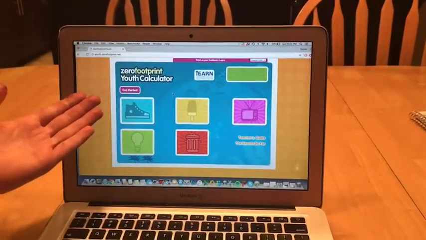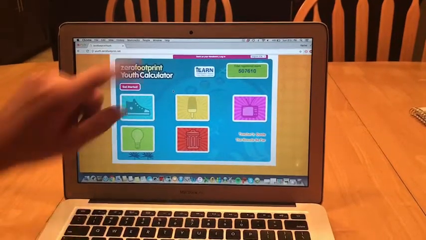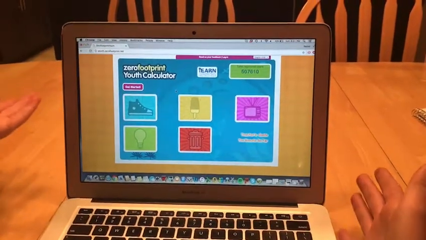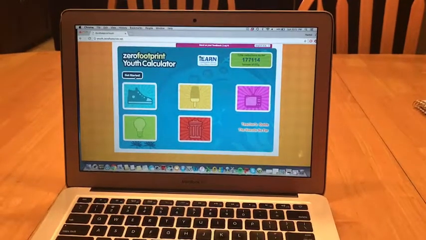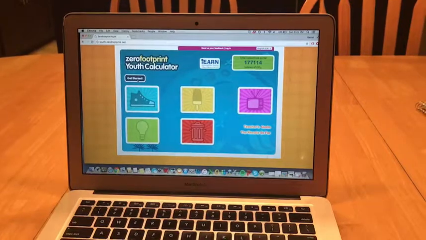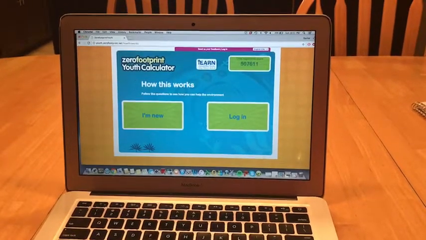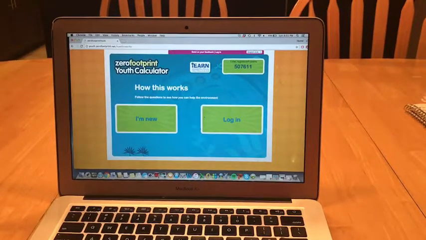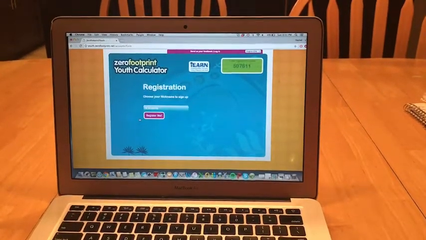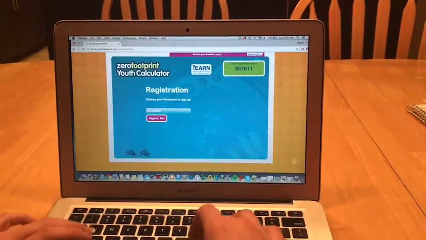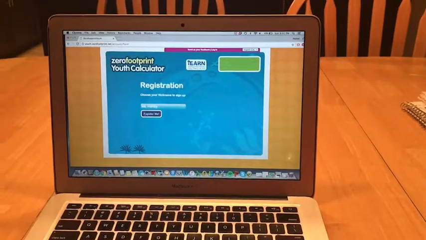So this is the website we're going to be using. It's youth.zerofootprint.net. This is what the website's going to look like when you first open it. You're going to click on Get Started. It's going to ask you, here we go, if you have a username or if you're new. I think most of you are new, so I'm going to click I'm new. It's going to ask you for your nickname. I'm going to put in Miss Rahilly.